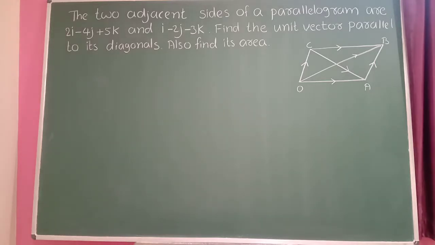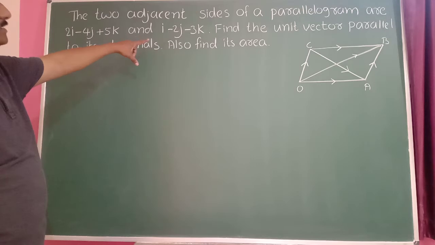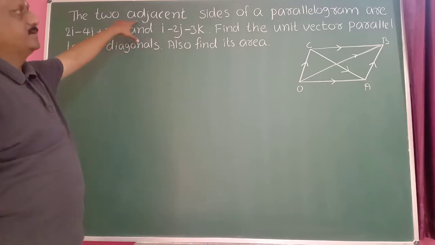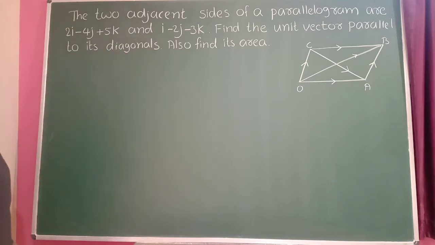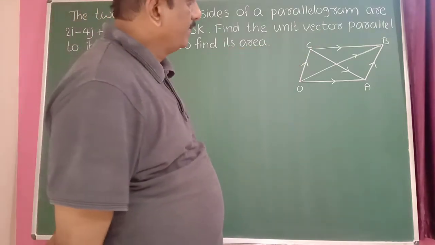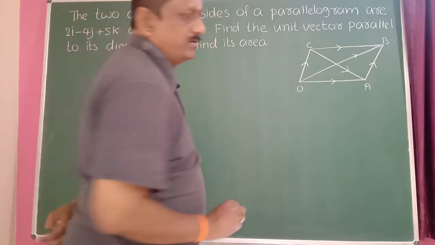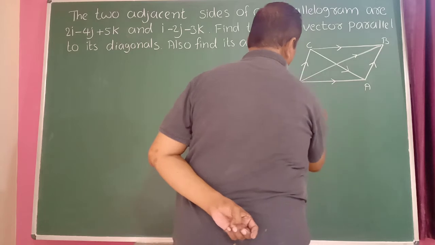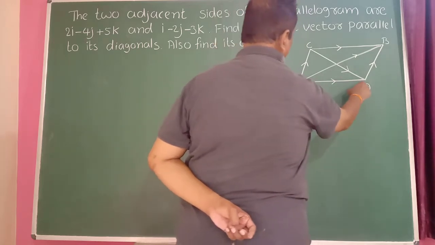The two adjacent sides of a parallelogram are 2i − 4j + 5k and i − 2j − 3k. Find the unit vectors parallel to its diagonals, and also find its area. So OABC is a parallelogram. Then according to the triangle law of vector addition, OB̅ is equal to OA̅ plus AB̅.